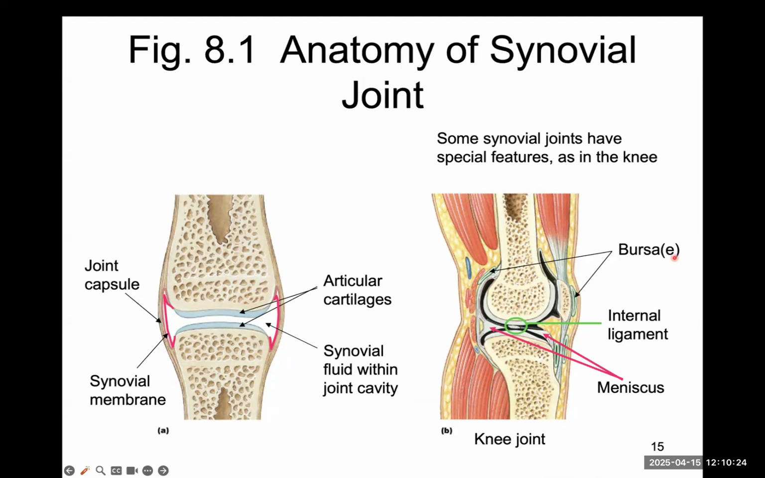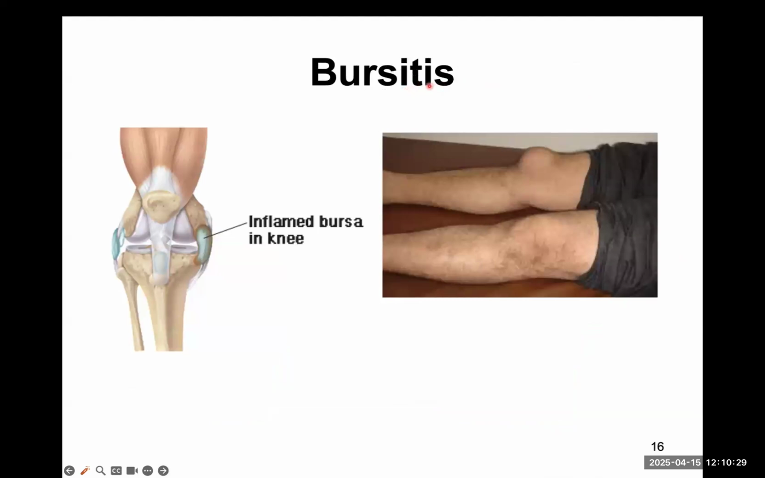So that's basically the cushion. And we said before that the word itis means inflammation, so bursitis means inflammation of the bursa. You can see how big this is. It's an inflamed bursa in the knee. So it's swelling or inflammation of the bursa, and that's what happens when you put too much pressure on it and it gets too much fluid, then you get bursitis. That's the reason why you want to wear knee pads and take lots of breaks if you're working on something that requires you to be on your knees for a long time.